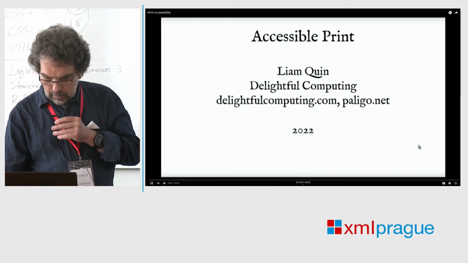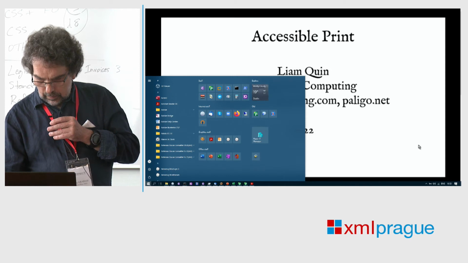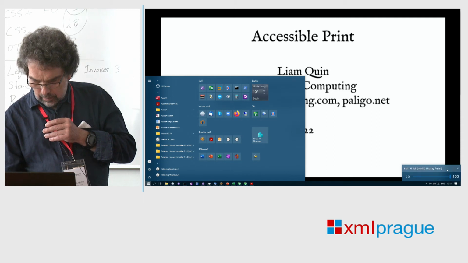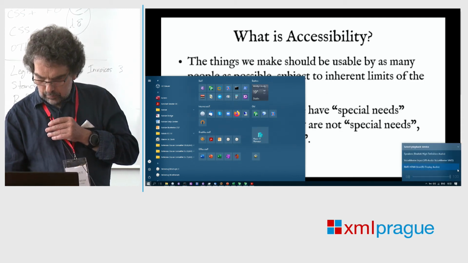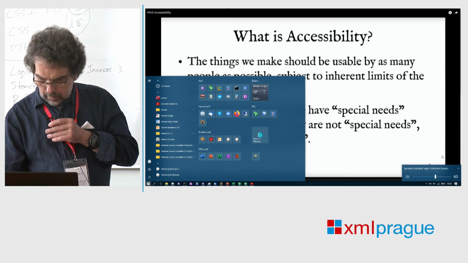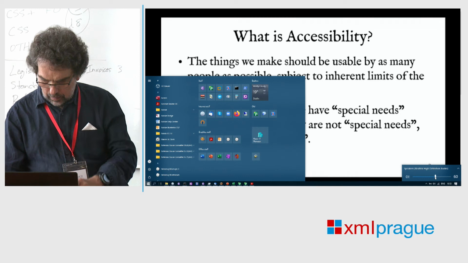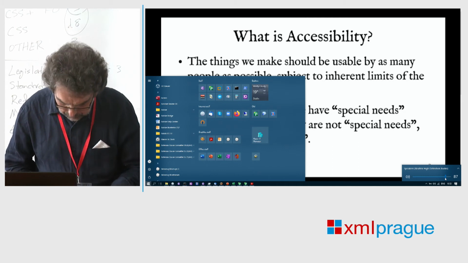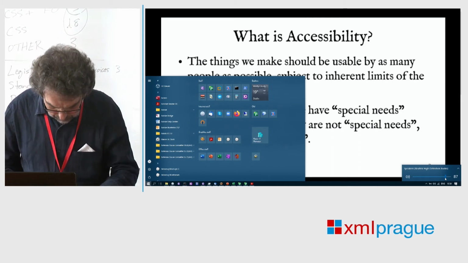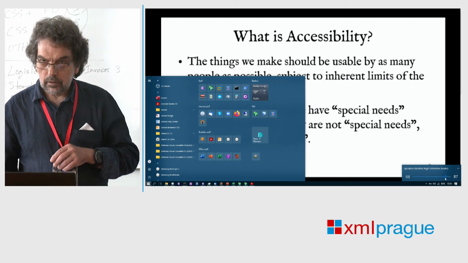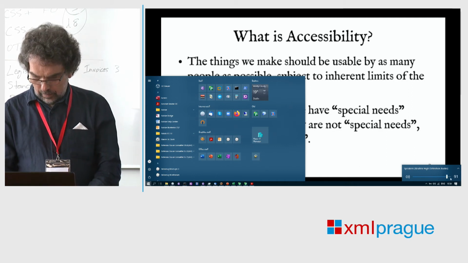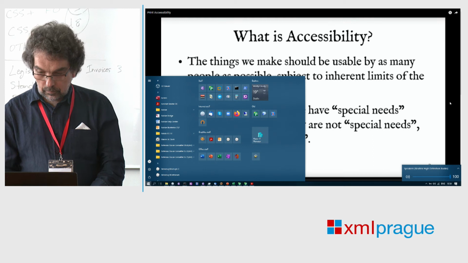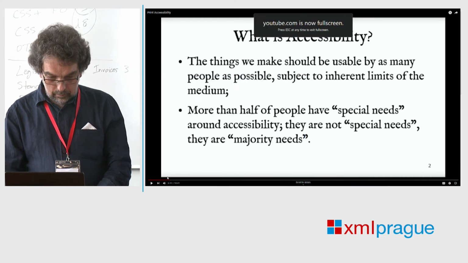Quinn with Delightful Computing, also at Paligo. And I'm here to talk about, or I'm not here to talk about, accessible print. I was trying to go through what do I mean by accessibility? Subject to inherent limits of the medium, for example. Can you hear that? There's nothing you can do to make a radio accessible to someone deaf, but they ought to be able to turn it on and off so that other people can listen, for example.